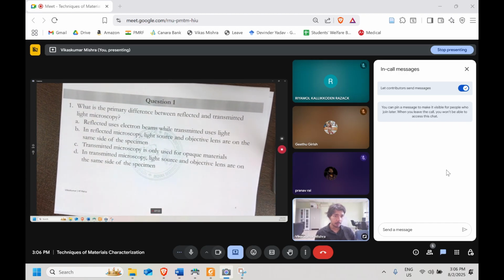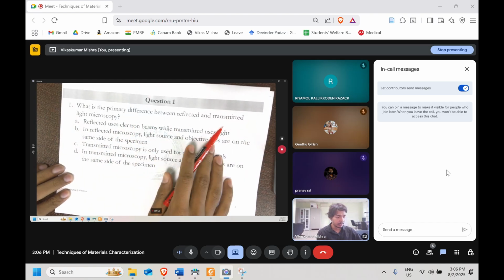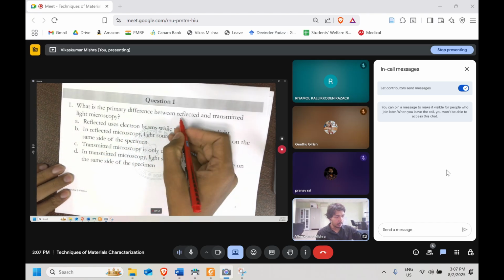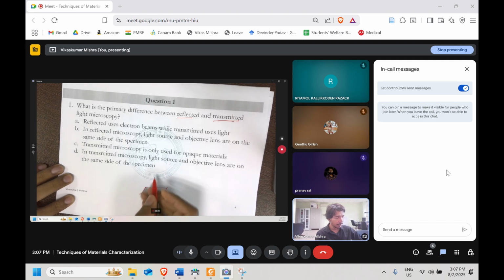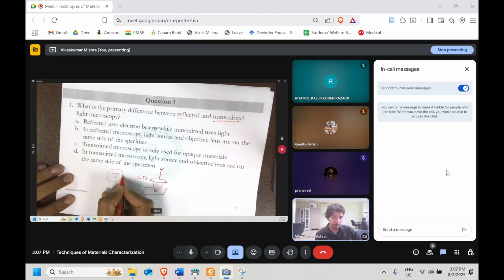What is the primary difference between the reflected and the transmitted light microscope? So we know that we have the specimen, and then we can shine the light from the top. It goes to the condenser lens. The condenser lens will condense the entire beam over the specimen. Let's say right now we are talking about the transmission mode. In transmission mode, the light will be scattered, or diffracted, and the direct beam we are going to see. Now here is the objective lens.